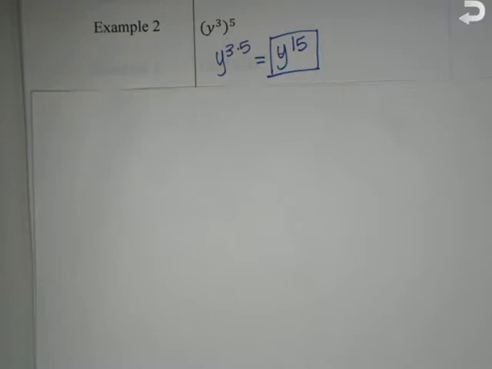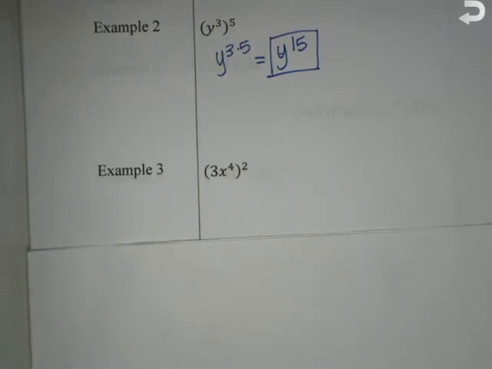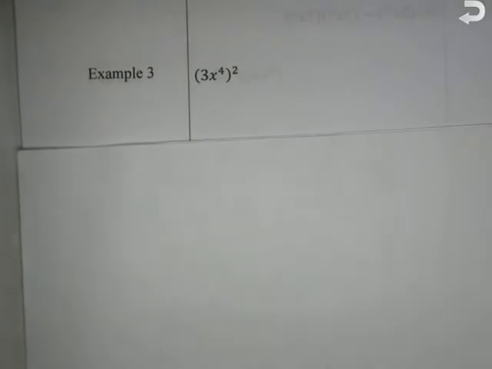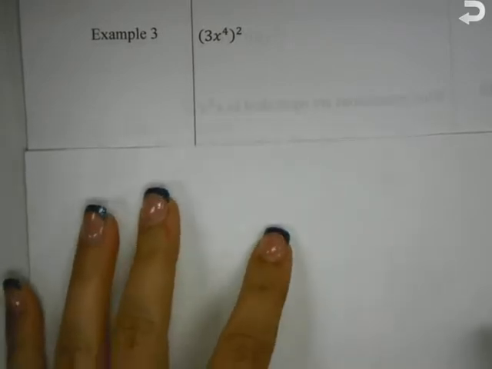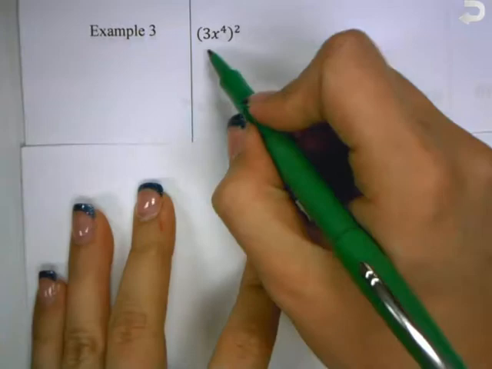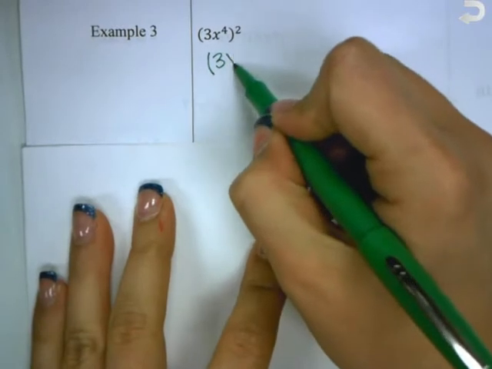So let's try example 3. Now this is an example of what I was saying about you distribute the exponents. 3x to the 4th, all of that squared. I'm going to solve this in two different ways. The first thing I'm going to do is expand this. How would I expand this? 3x to the 4th times, good, 3x to the 4th.